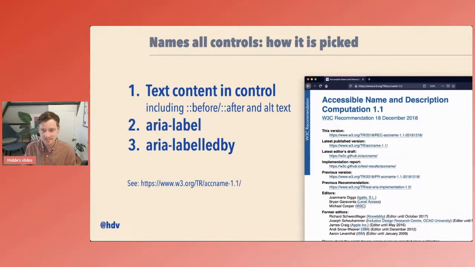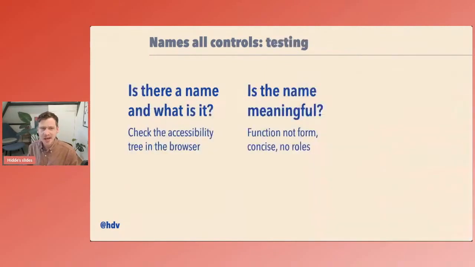So what do you want to check if you are working on a component? One is, is there a name in the first place? Like, is it not the empty string or something? And what is that name? And then the second question to ask is, is that name meaningful? There are 3 tricks that you can apply. One is to use function, not form. So in the case of a button with an airplane inside of it, you want to name it send and not airplane, because send is a lot more useful.